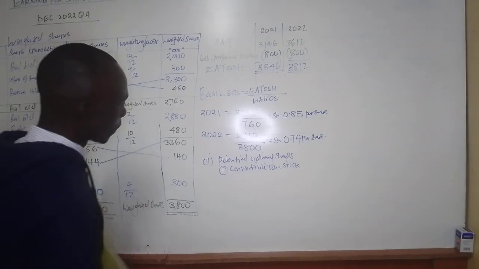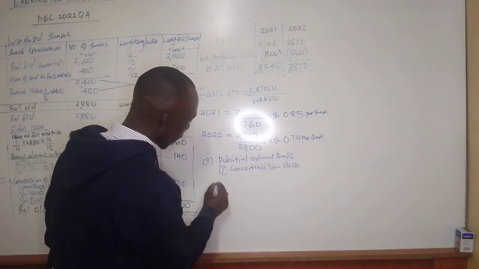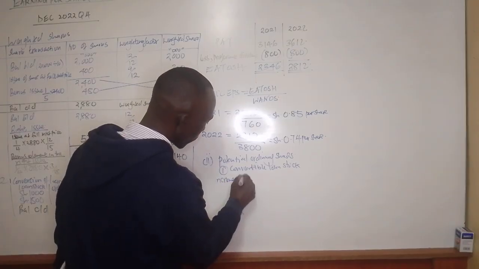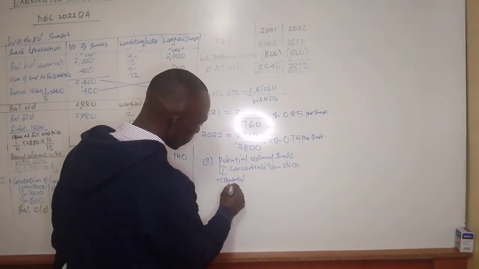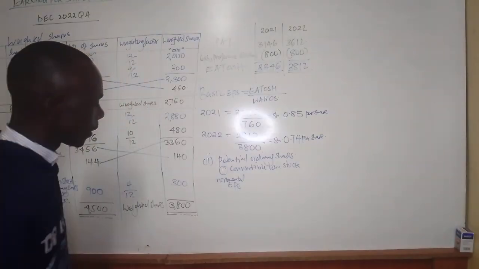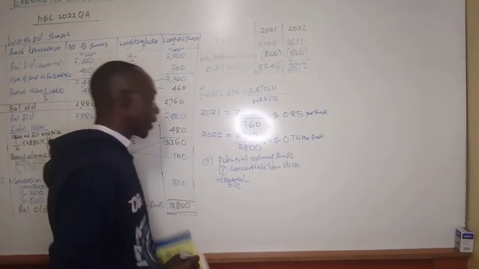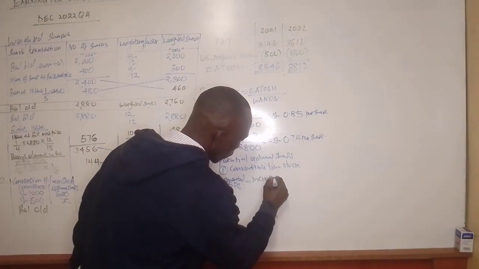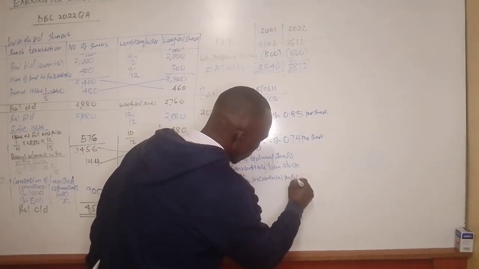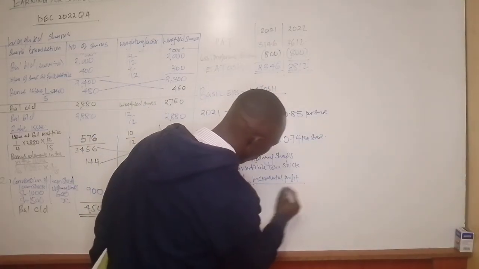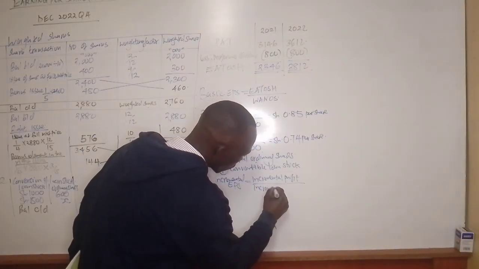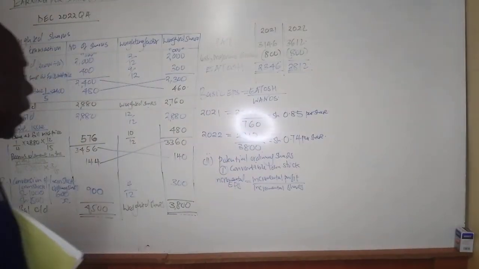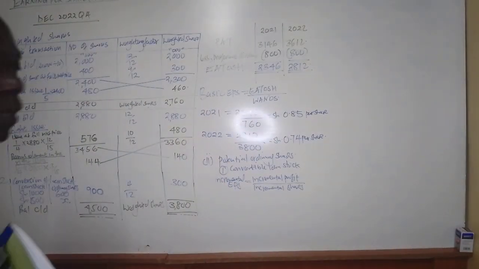And once we have that, the second step is for us to compute what? We compute incremental EPS, incremental earnings per share. How do we compute incremental earnings per share? It is through incremental profit. You divide by the incremental shares. Incremental profit, then you divide by incremental shares.